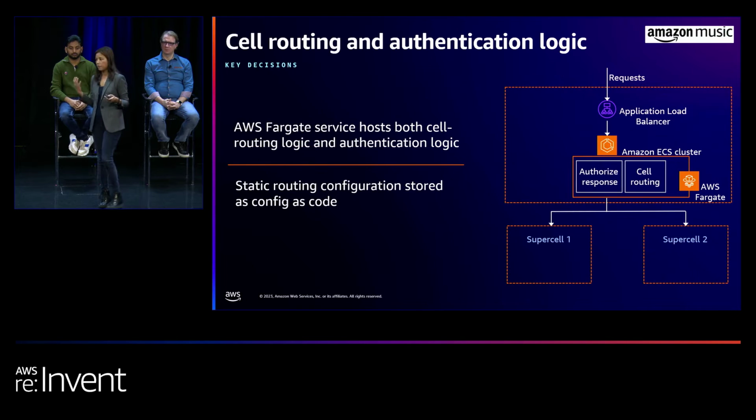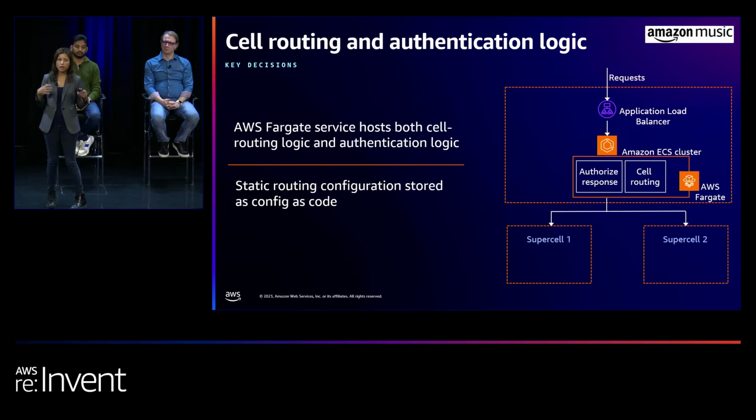This brings us to Amazon Music. In one of the previous slides, I talked about the cell router. And that's exactly what they did. They had the thinnest possible cell routing logic. So for them, when the request came in to the application load balancer, the cell routing logic is built in their ECS cluster managed by AWS Fargate. It authorized the request and it did the cell routing.